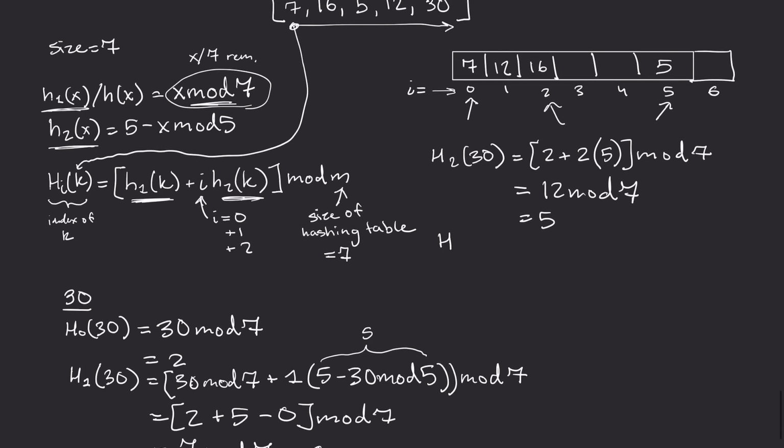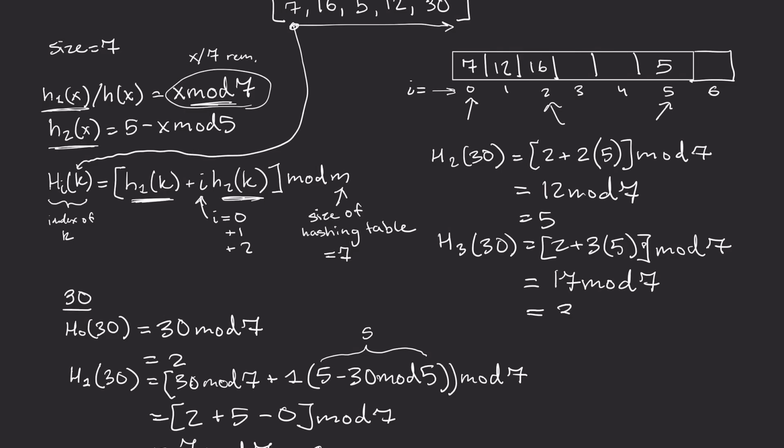We increment it again, so h3 of 30, and I hope this one will work this time, it's going to be 2 plus 15 mod 7, and that's going to be 17 mod 7, and that's finally going to equal 3, and there's no number in the third index, so we can put 30 there. And that's all there is to double hashing.